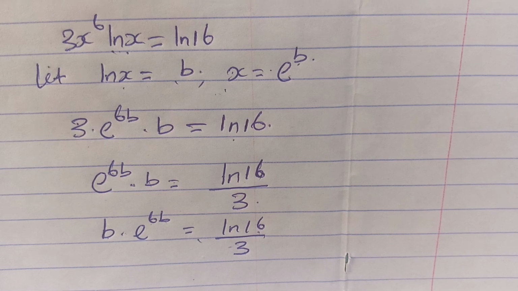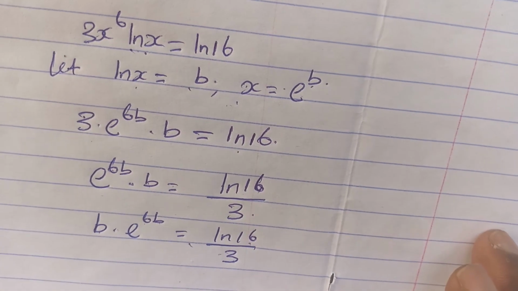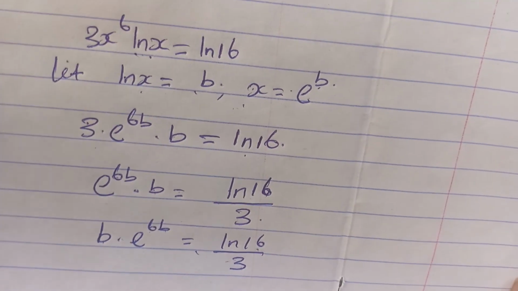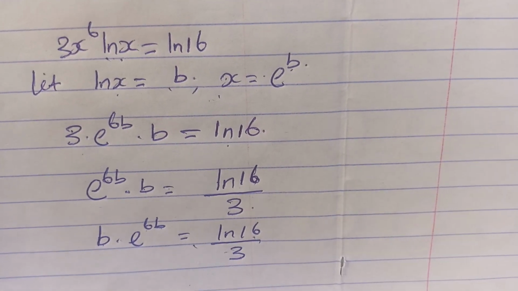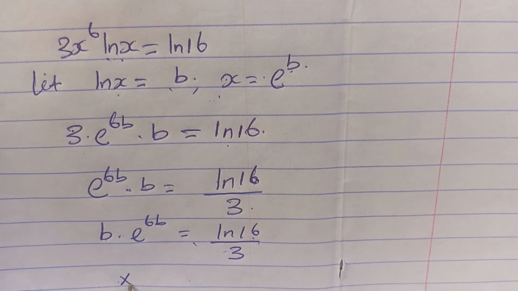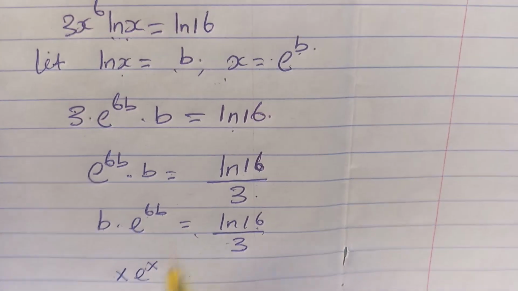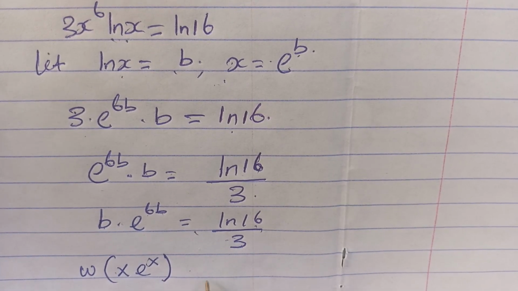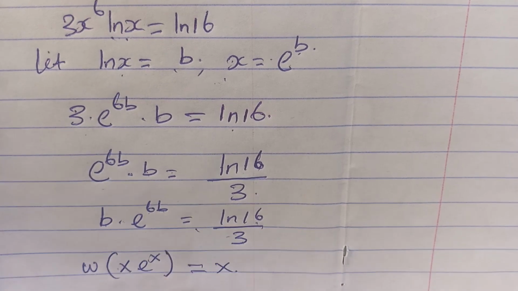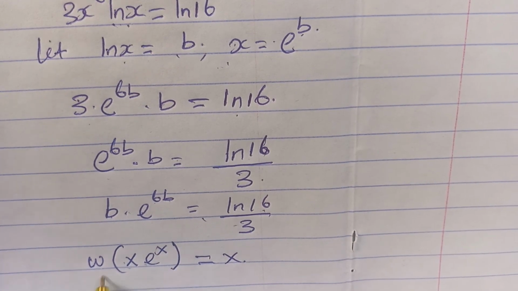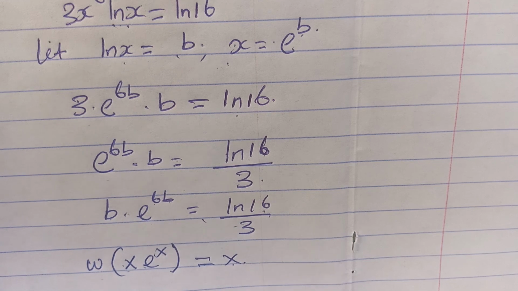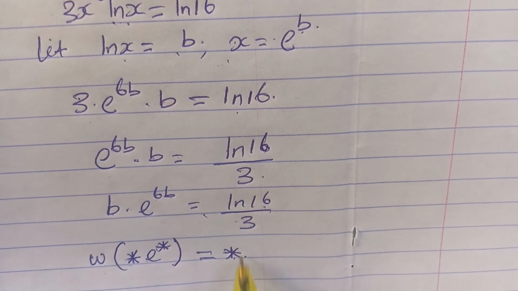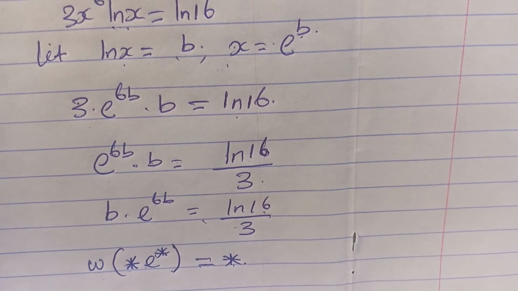The Lambert W function is a rule we use when an exponent is involved. So what does the Lambert W function say? It says if you have a star times exponential star, and we take the Lambert W function of it, it is equal to star. Let's represent it with a star. Okay, so this is what the Lambert W function says.